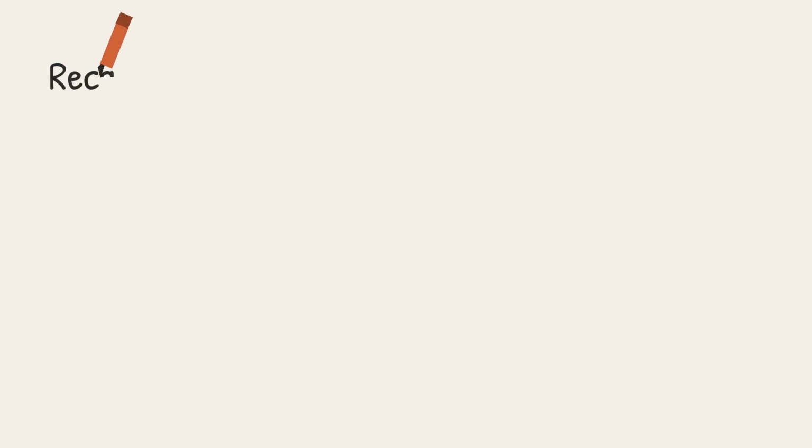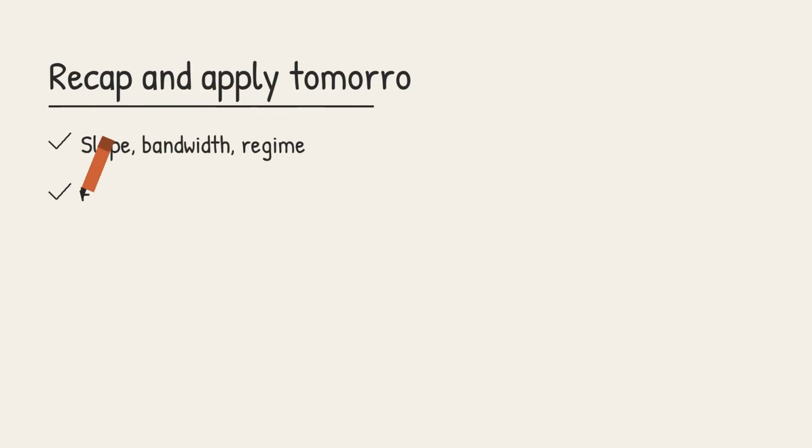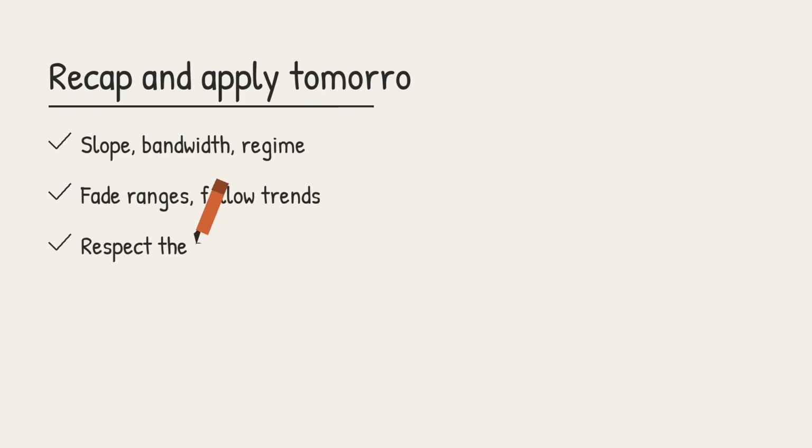Tomorrow, before any trade, do 3 things. Check the slope of the middle band, rank current bandwidth against its 6-month range, and decide whether you are fading or following. Mean revert in ranges, trend follow when price walks the band, and respect the squeeze as a setup for expansion. This is education, not financial advice. Manage your own risk and trade the regime in front of you, not the one you wish was there.